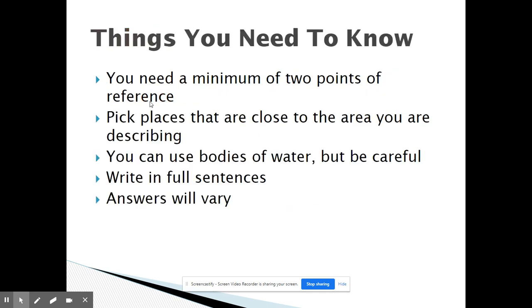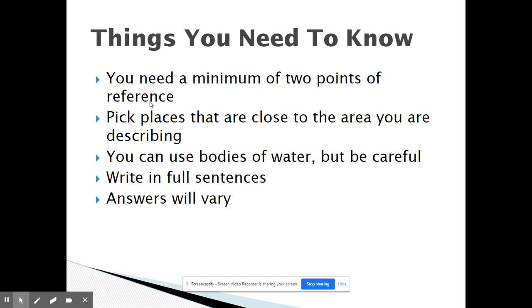So here are some things you need to know about relative location. You need a minimum of 2 points of reference, whether that be doing north and south, or you could do east and west. You could do northeast and south. Don't do north and northeast. If you're going to do northeast, then pick like a west or like a south or a southwest. Don't do south and southwest. It'll make it a little confusing if you're looking from the same direction.